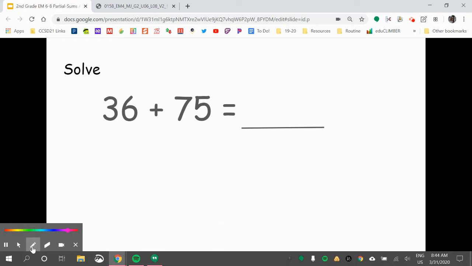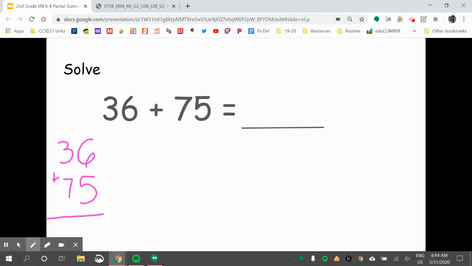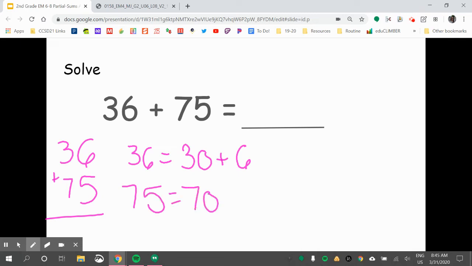Now I wrote this one in a different direction. So if it helps you to write it out vertically, 36 plus 75, go for it. So the first thing that we want to think about is what is expanded form. For 36, expanded form is 30 plus 6. For 75, it is 70 plus 5.